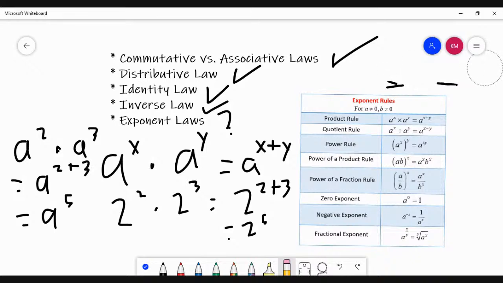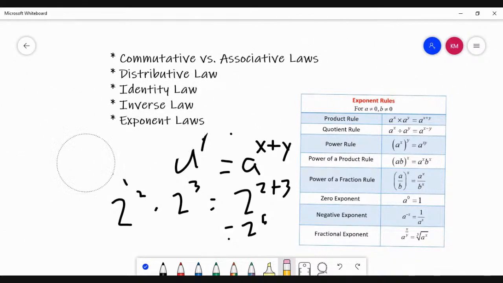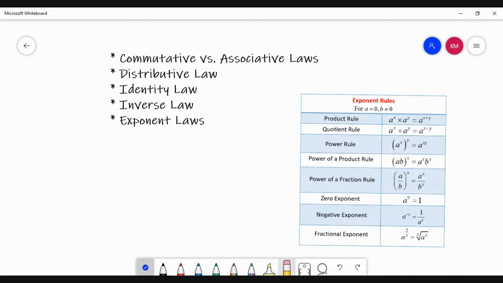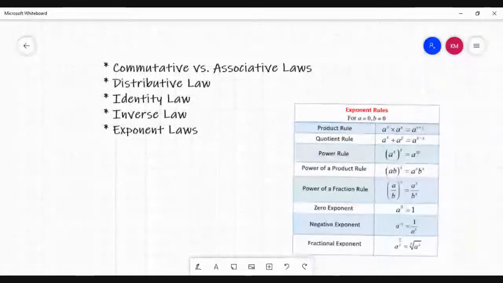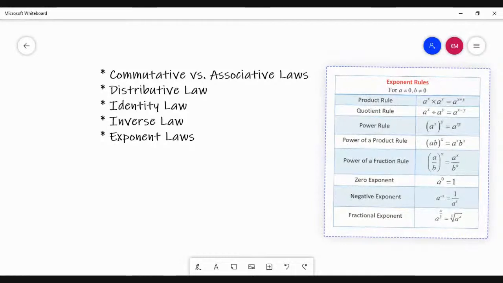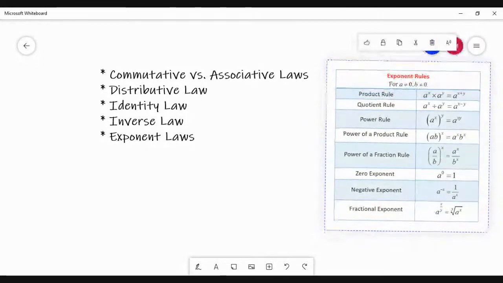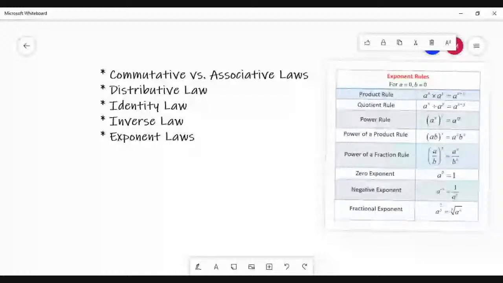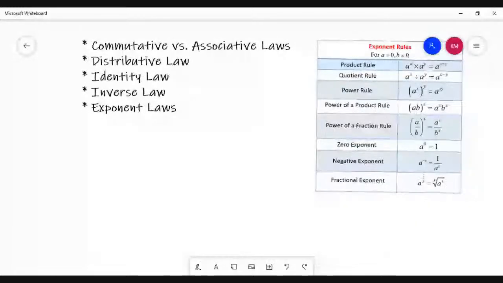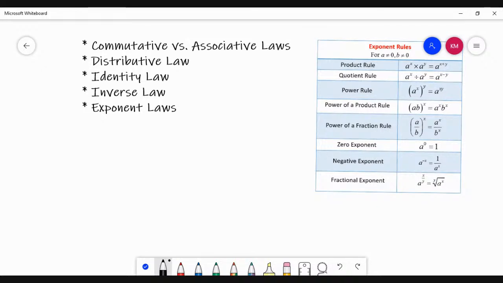All right, next rule for exponents. Now, quotient rule. Just like product is adding, quotient is subtracting. Because, of course, product is multiplication, which means you're going to add, whereas quotient is division, and usually with division, you're subtracting.